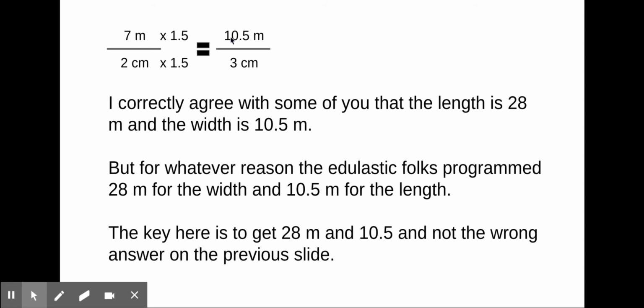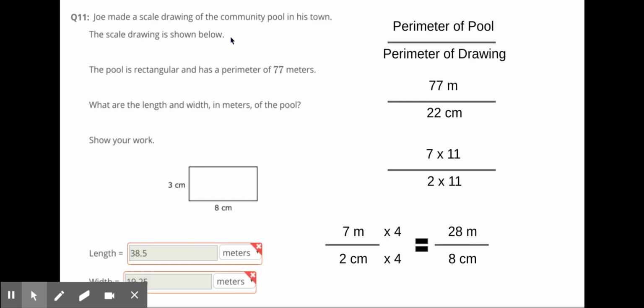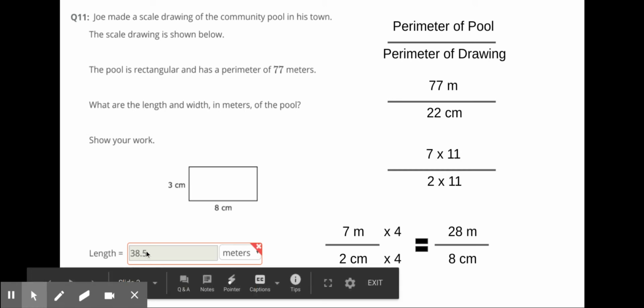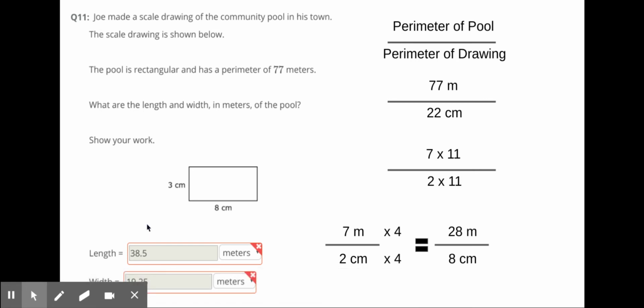Now, some of you correctly got the 28 meters and the 10.5 meters. And then the folks on the program said that the width was 28 and the length was 10.5. Bottom line, if you get the 10.5 and the 28, that's what matters. It's when you have wrong things like 38.5 and 10 point something, 10.2 or something, that doesn't work. So if you get what I came up with, that's all that matters, whether they mark you wrong or not.